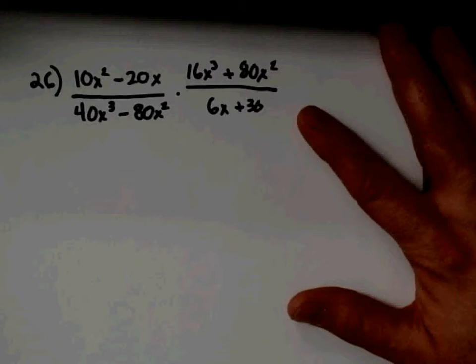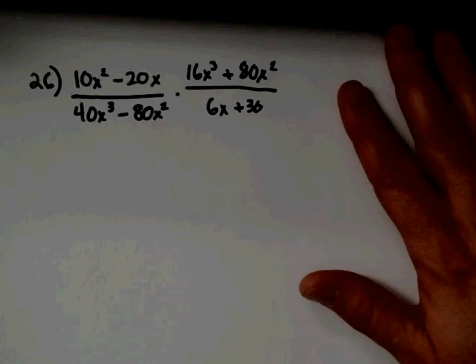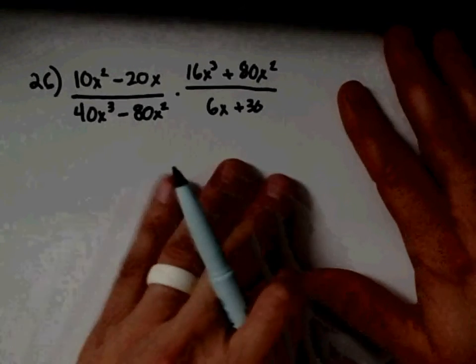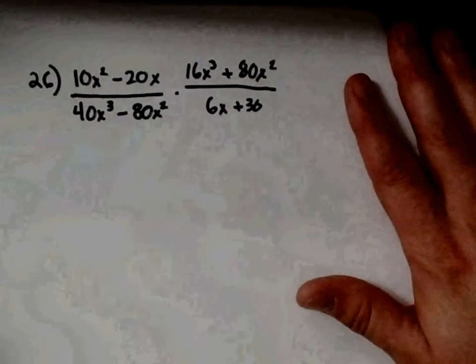Do you see trinomials? You do? You see three terms? No, we see all binomials, right? So when I see all binomials here, what I need to think about is GCF. I need to look at each one of those individually and say, what's a GCF in each?